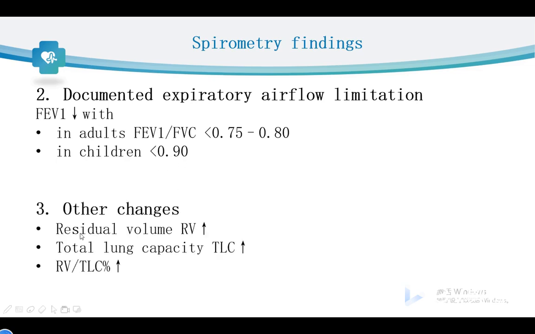And others, including the increasing of the residual volume, which is caused by the emphysema, and increasing of the total lung capacity, and increasing of the ratio of the residual volume over total lung capacity percent. Those are the abnormal findings in the spirometry.